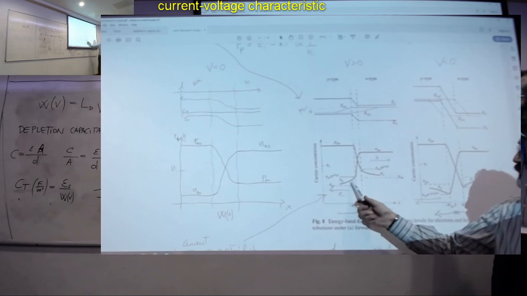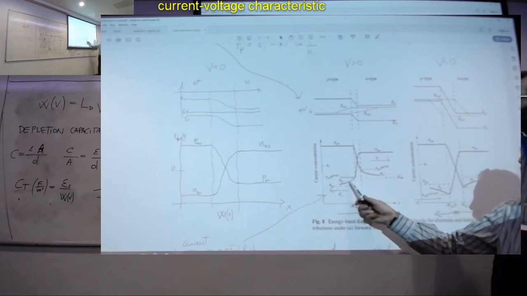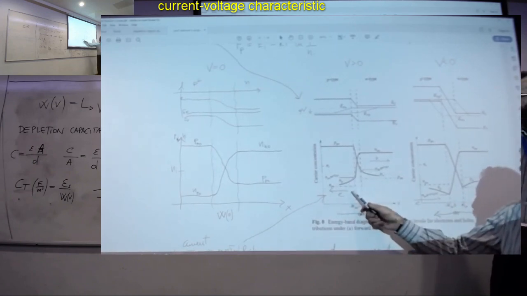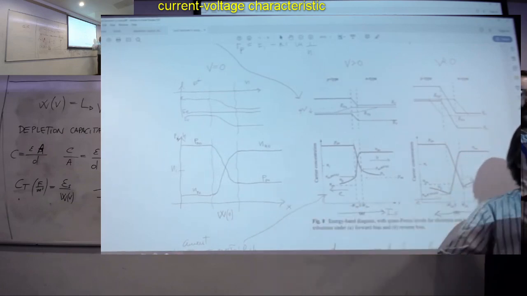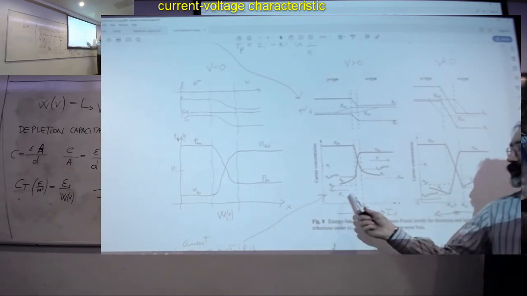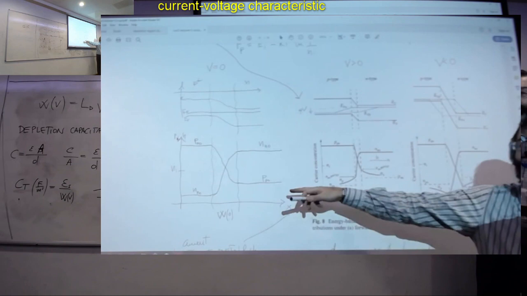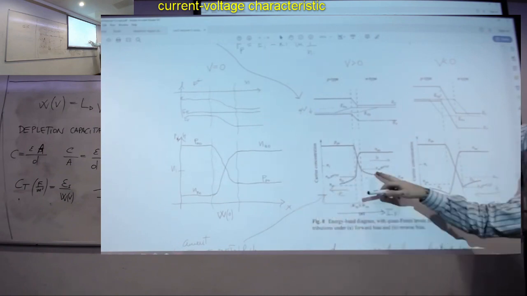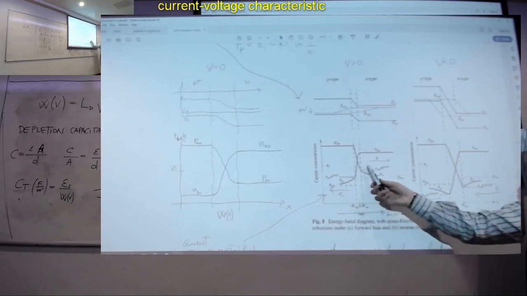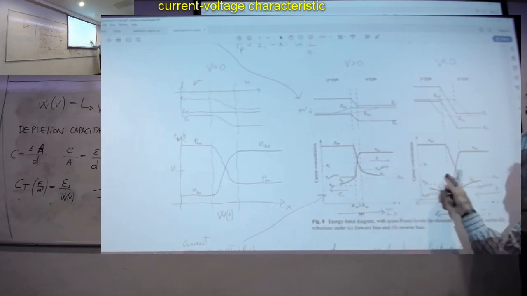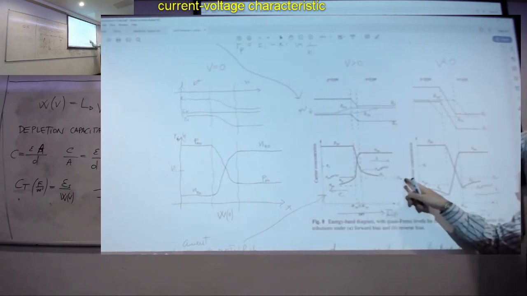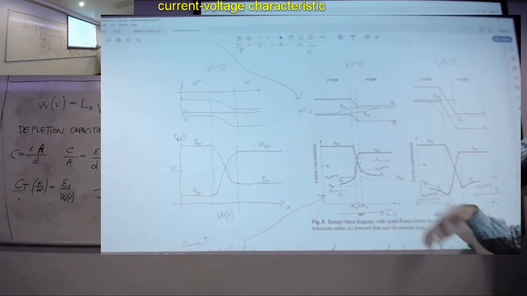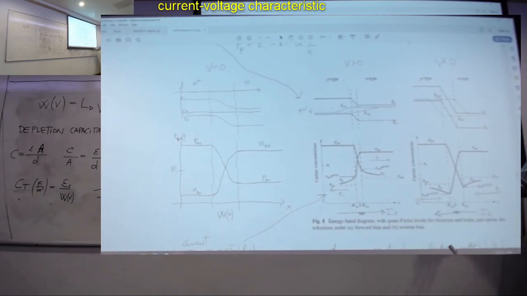If this side has more electrons than it should, it has to throw away these electrons to reestablish thermodynamic equilibrium. So there will be a current of electrons going like that. The same for the holes on this side. The holes need to go away from here to remove holes so that we tend to reestablish thermodynamic equilibrium. That's what the semiconductor will try to do.